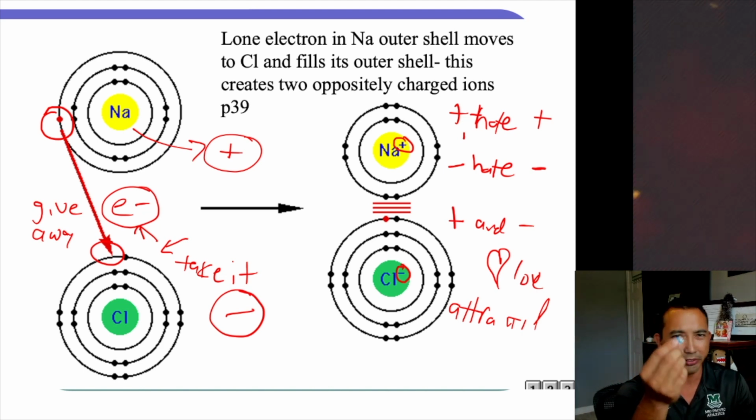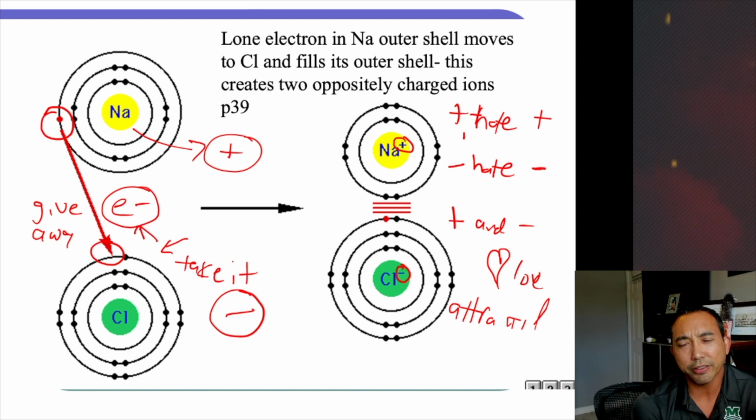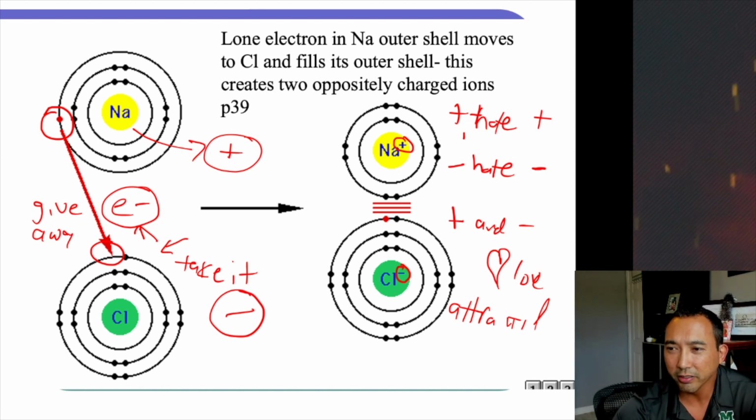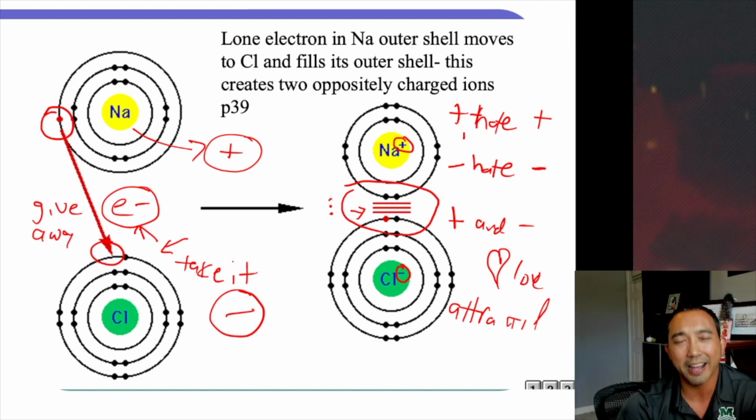Okay, this wasn't a good idea. I'm not going to use those Post-its. Okay, so they're attracted to each other, causing that bond. And that's why if you take a look at this picture here, you see this representation of these three lines, which would actually be three dots.